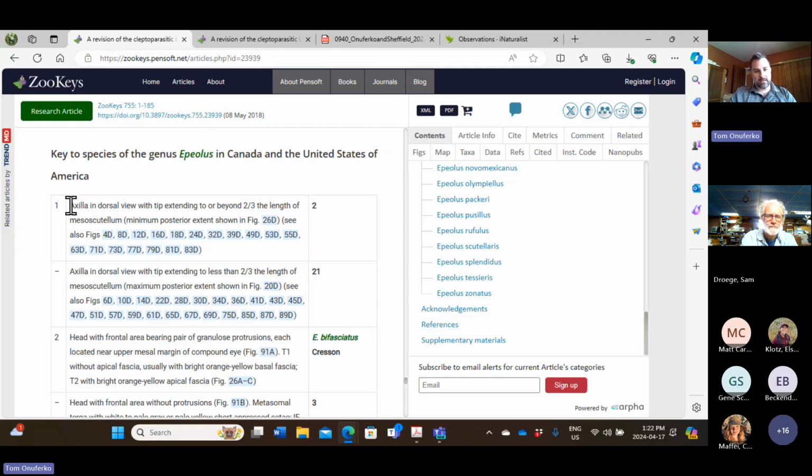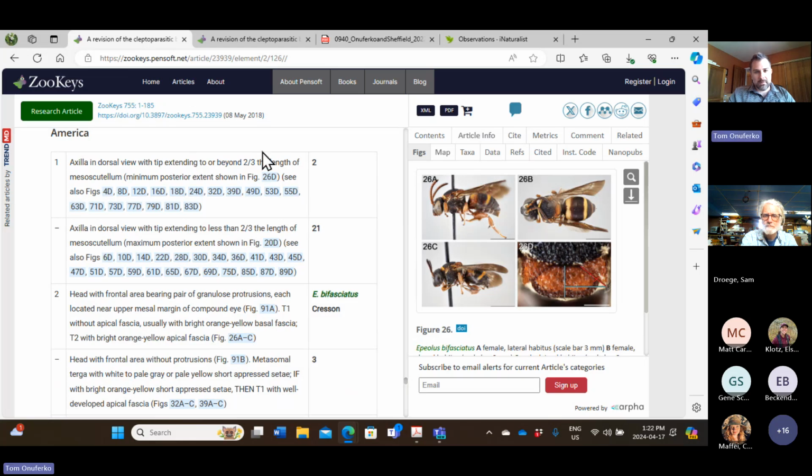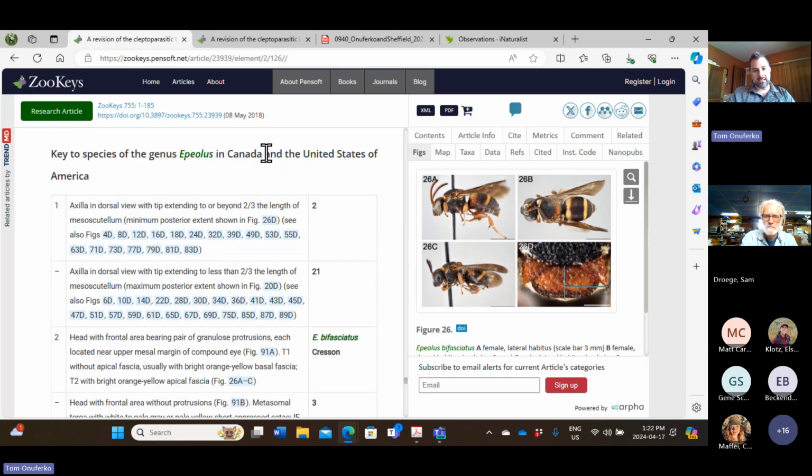So this key is fully illustrated. And one thing I like about this journal is that the couplets are all hyperlinked, so the figure citations are hyperlinked. If you just go to the couplet and click on one figure, it'll pop up right next to the couplet where you are. So there's no scrolling back and forth in this key, which is really nice. I structured this key to try to make it as evenly bifurcated as possible, minimizing the number of steps required to identify all specimens to species.